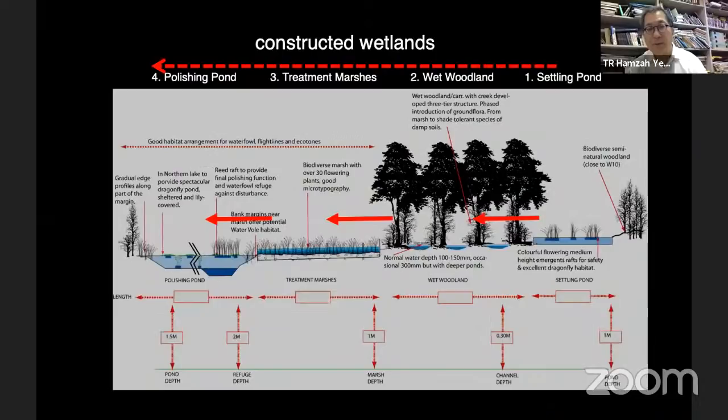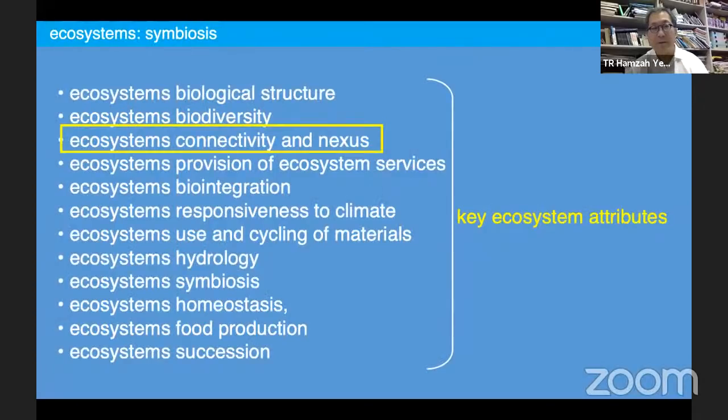Now for the black water, we should have a series of treatment ponds, which are called constructed wetland. It goes from a settling pond on the right hand side to the wet woodland pond, to treatment marshes, and to polishing pond at the end. So in this way, it is a natural treatment of black water, of sewage, without using any mechanical systems.